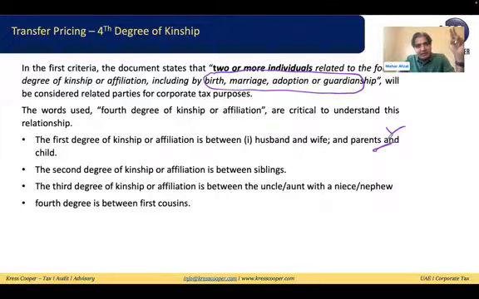So if cousins are making any transaction, it will be considered a related party. Husband and wife making any transaction, it will be considered a related party transaction. Uncle and aunt making any transaction, it will be considered a related party transaction. So this is the fourth degree of kinship. So we have decided what the related parties are. If any transaction is being made between these parties, it will be considered a related party transaction.